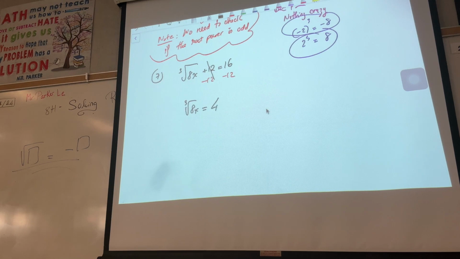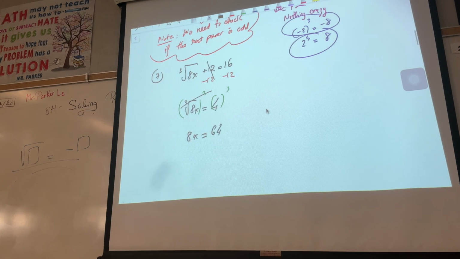4. Now, how do you get rid of the cube root? You cube it. That's how you say it, but you do it like this. That's the square root. That's the cube root. Cube and cube root, they cancel out.